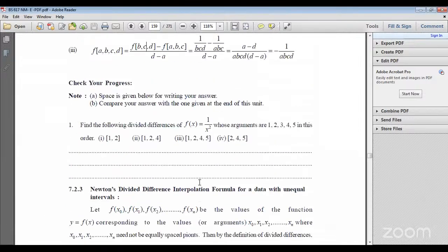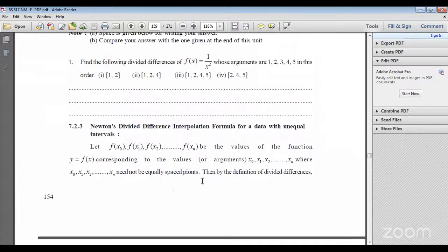This is a problem of 1, 2, 1, 2, 4, 1, 2, 4, 5, that is one. Newton divided difference interpolation formula for data with unequal intervals. Let f of x0, f of x1, f of x2, and so on, f of xn be the values of the function y is equal to f of x corresponding to the arguments x0, x1, x2, x3, and so on, xn, which we are taking here.